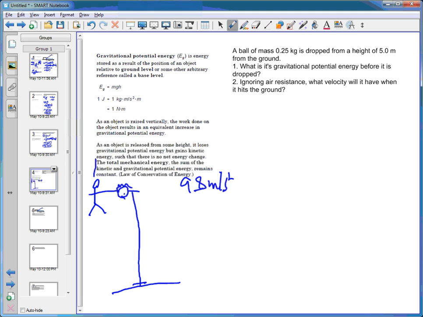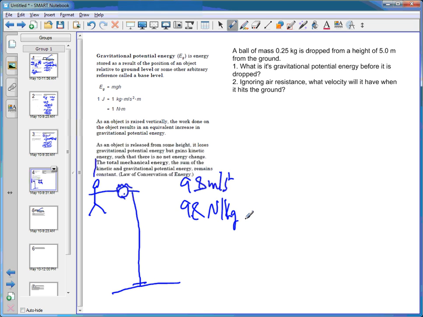Okay, that can also be written as 9.8 newtons per kilogram. All right.